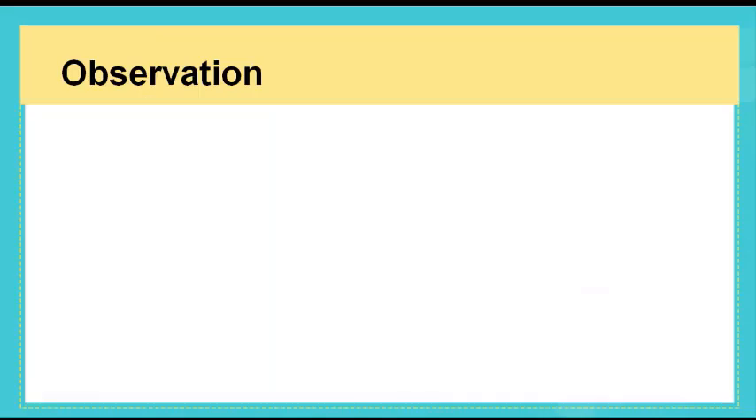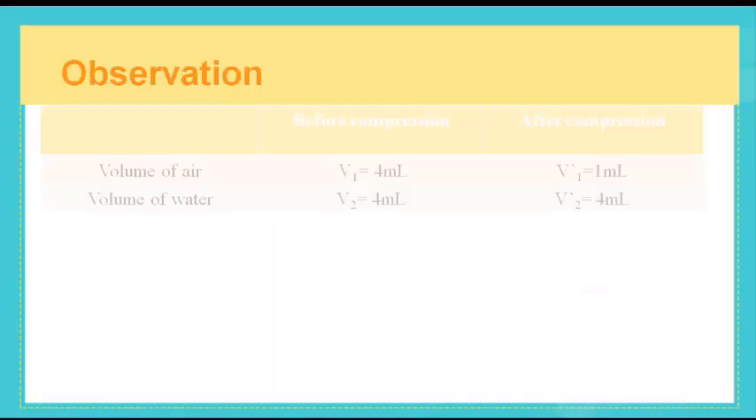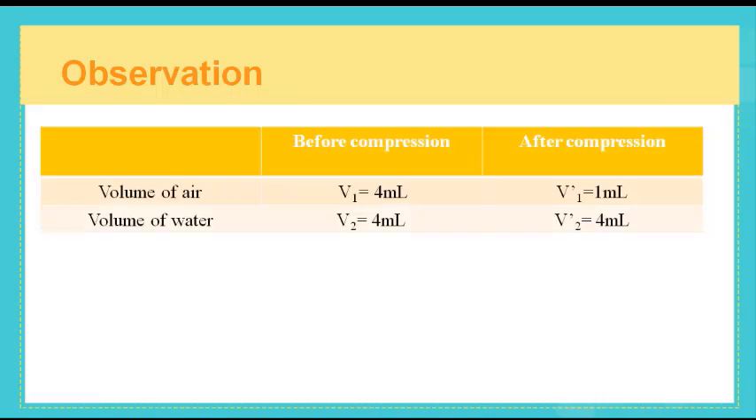Dear students, let's organize the results in a table. Here I write compression. This means the action of pushing inwards the piston of the syringe. As you notice, the volume of air before compression is 4 milliliter, more than that after compression, which is 1 milliliter. On the other hand, the volume of water after compression remains constant, 4 milliliter.